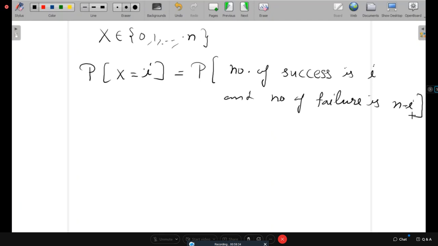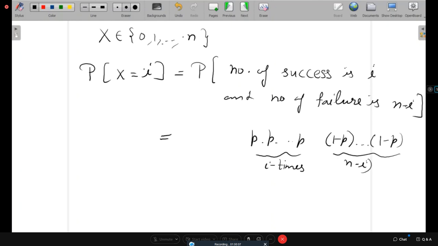Now see, you are doing n number of trials, and they are independent. So the number of successes is i out of n, and the number of failures is n minus i. So p times p times p, and so on, i times, and 1 minus p is the probability of failure, and so on, 1 minus p, that will be n minus i times.